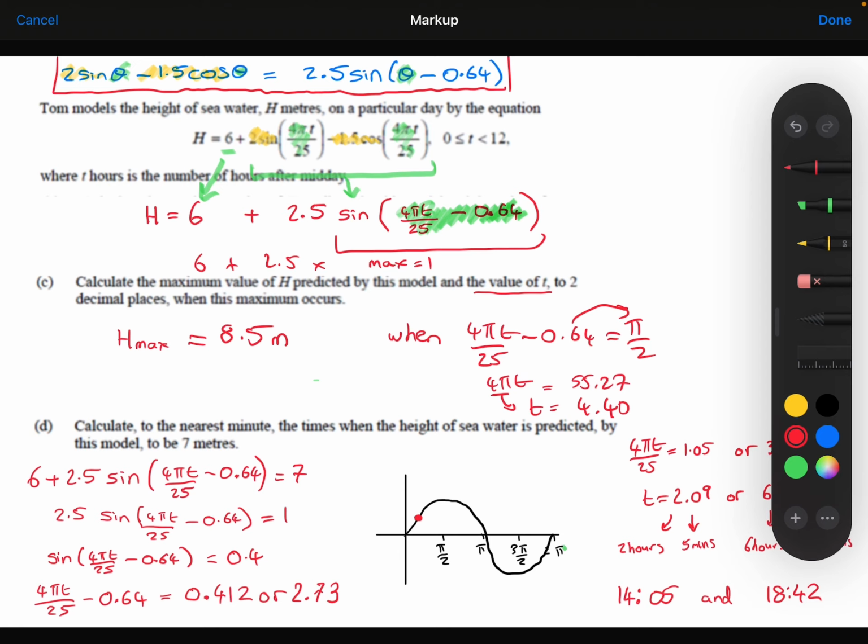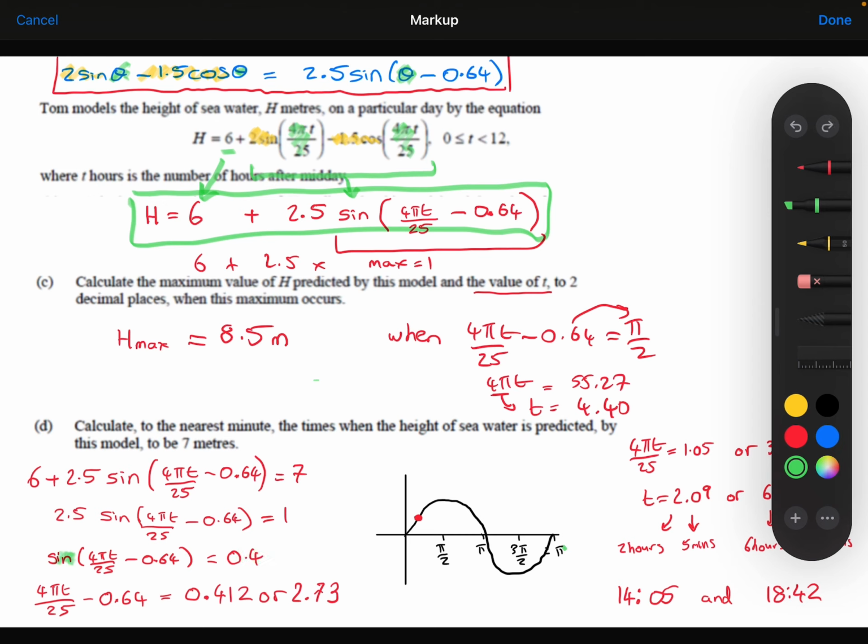Part D of the question says, calculate to the nearest minute the times when the height of the seawater is predicted to be 7 meters. So I've taken my equation for the height of the seawater, which was this thing, and I've made it equal to 7. I've then subtracted the 6 from both sides. So 7 take away 6 is the 1. I've then divided both sides by the 2.5. The 1 divided by 2.5 is 0.4.